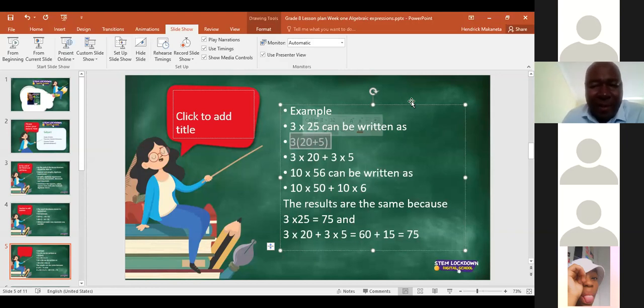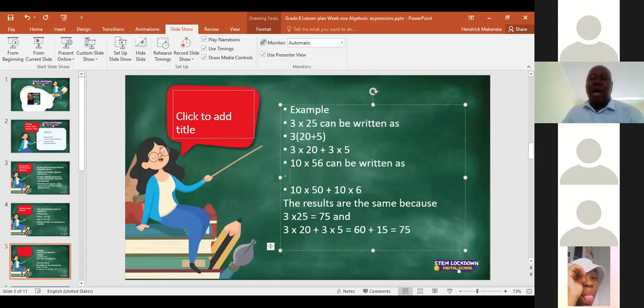So that is the step that you will have. And of course, the same goes for the next one where you multiply 10 by 56. So you can have 10, and then open bracket 50 plus 6, and then of course you can close your bracket. So you have now distributed 56 by making it 50 plus 6.